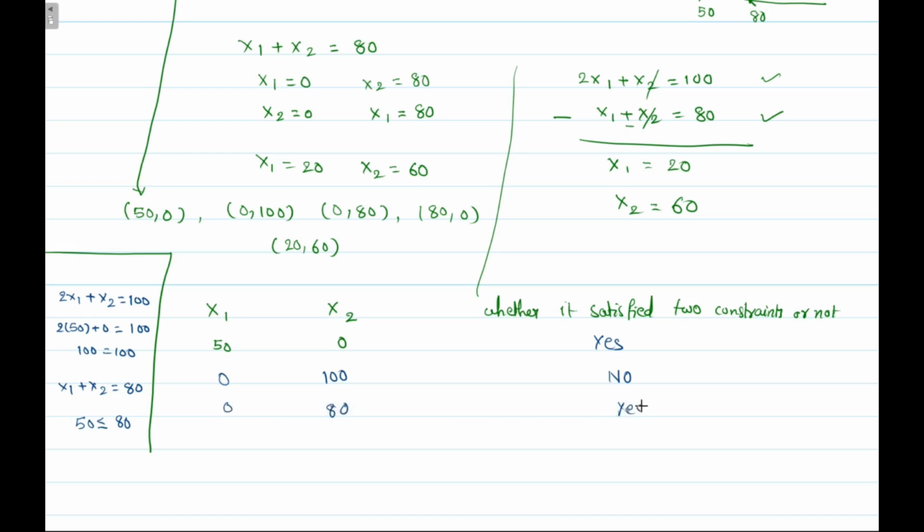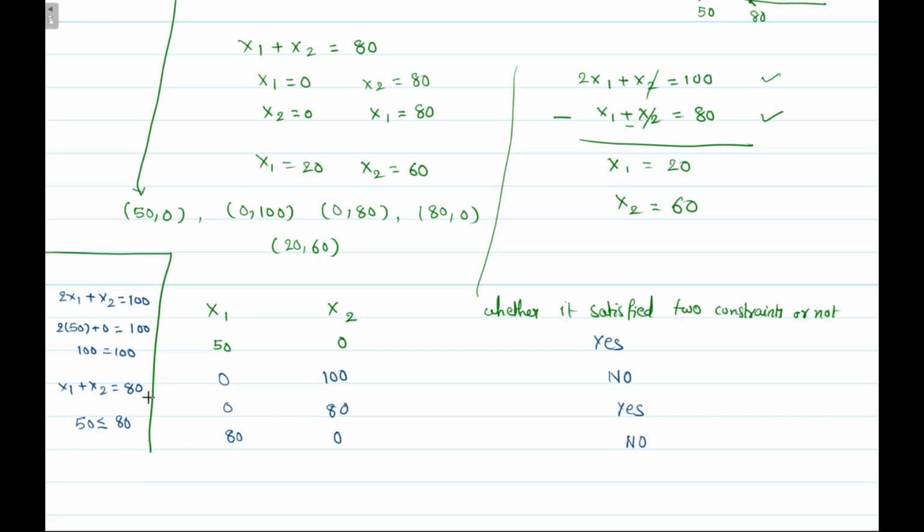Next one is 80 comma 0. x1 is 80, so 2 into 80 is 160, and 160 is greater than 100. So this constraint is not satisfied. Therefore, if any one of the constraints fails, then it cannot be useful.